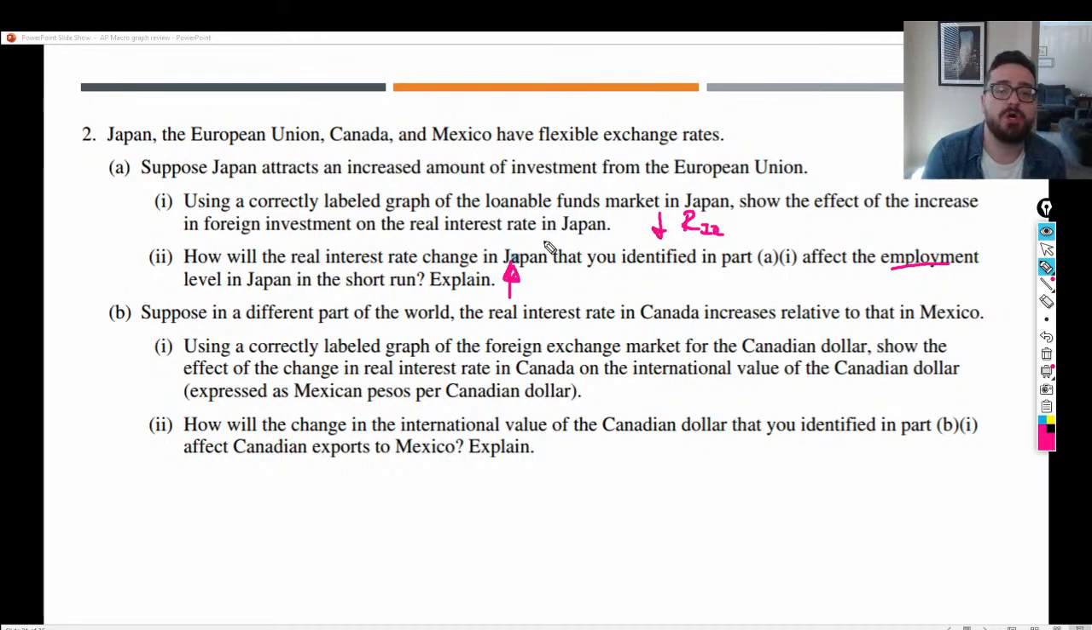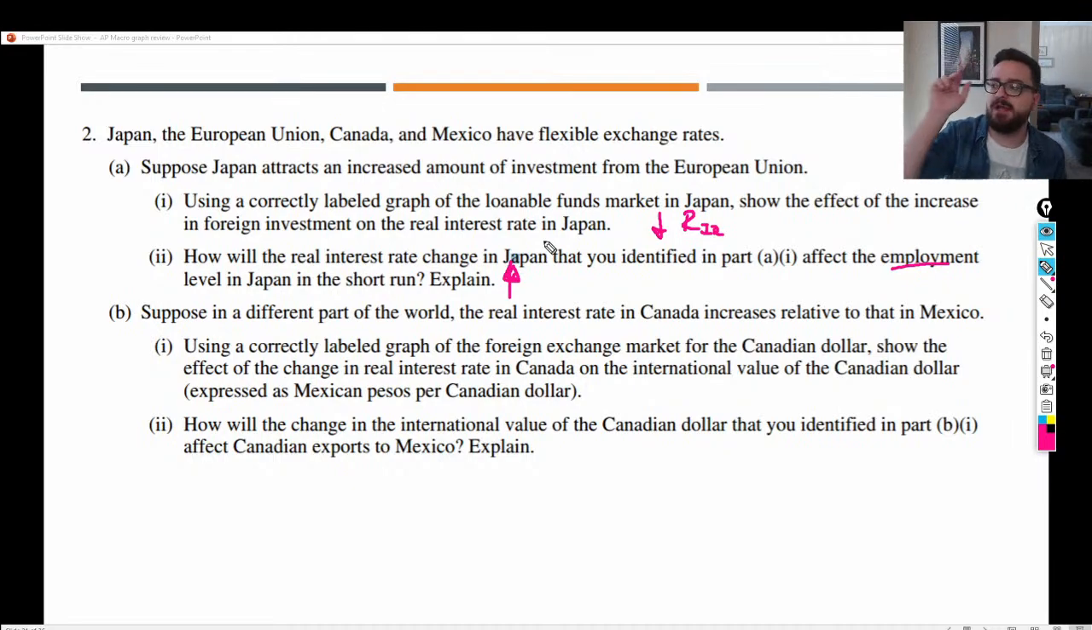Because when interest rates go down, we've mentioned it a couple of times in the last couple of FRQs, as interest rates go down, investment spending goes up, right? Businesses can borrow and spend more now in Japan. Oh, wait a minute. If businesses can borrow and spend more, they could hire more people. Yes, correct. That's what I would write.